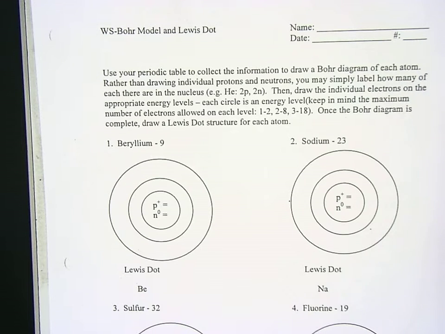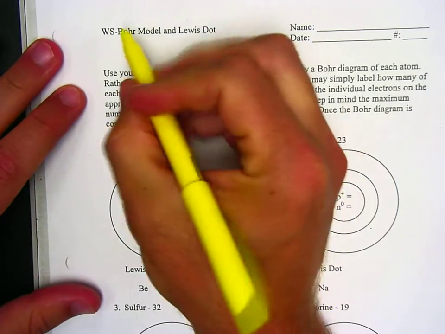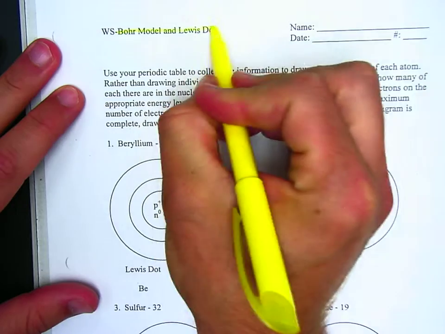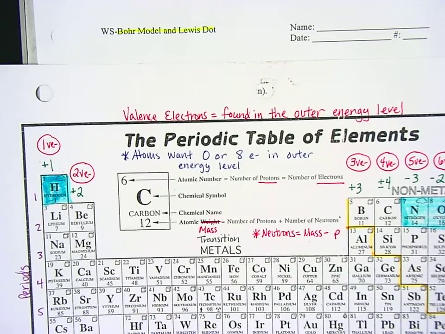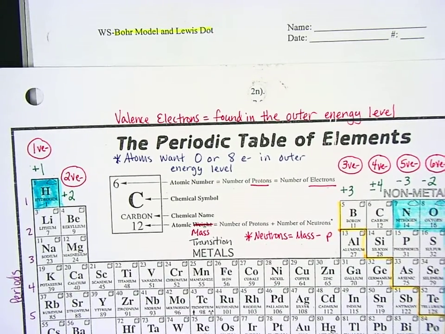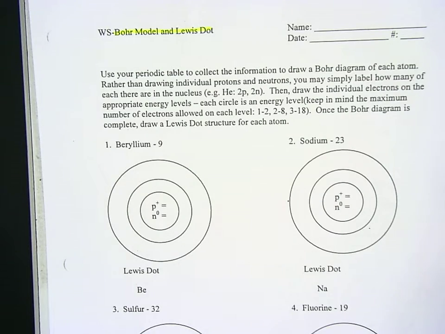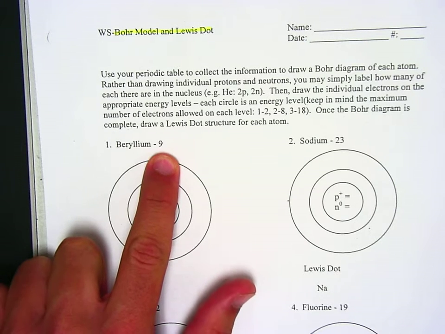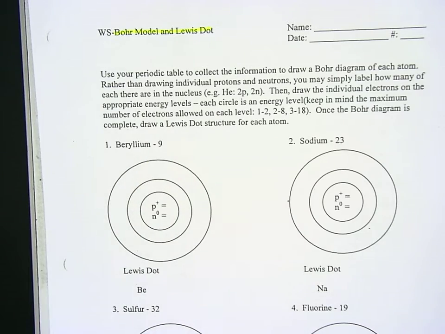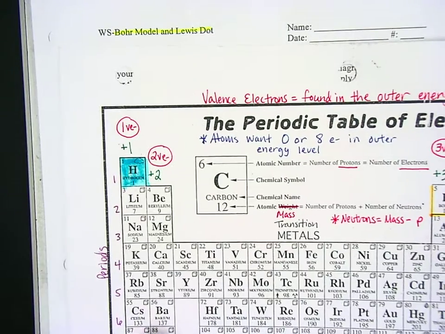Okay, in today's lesson, we will be covering the Bohr model and the Lewis dot structure. To do this, we're going to need our periodic table to look up the number of electrons. So make sure you have out your periodic table. The first example that we're going to do is beryllium. This is an isotope of beryllium, beryllium 9, 9 meaning the mass number. So we're going to take a look here and find beryllium.